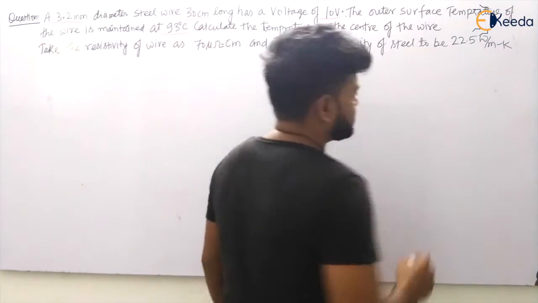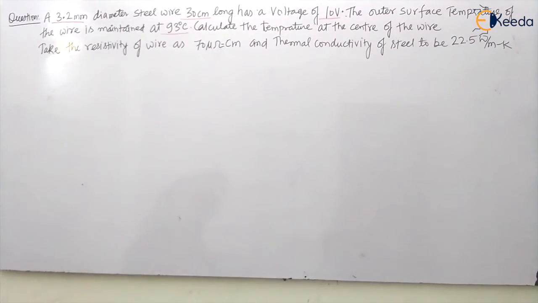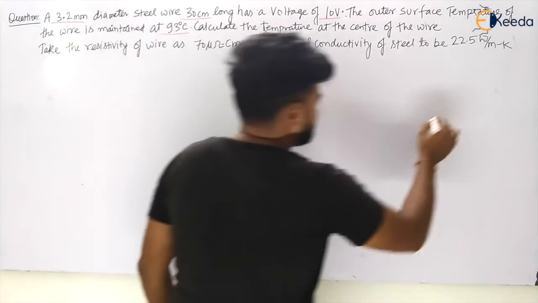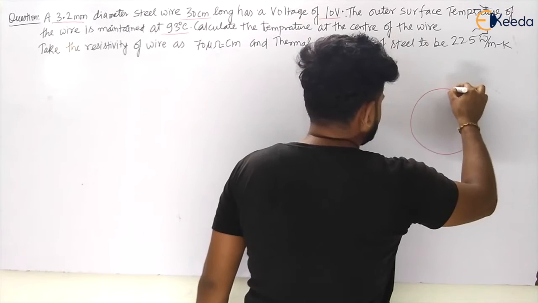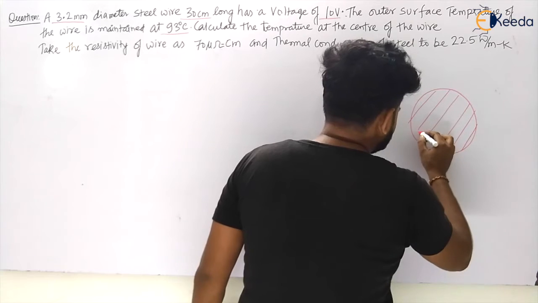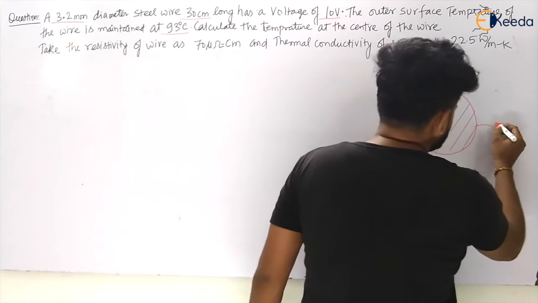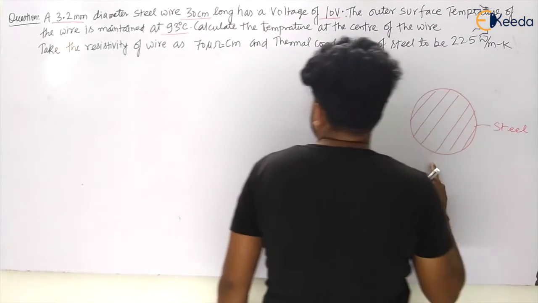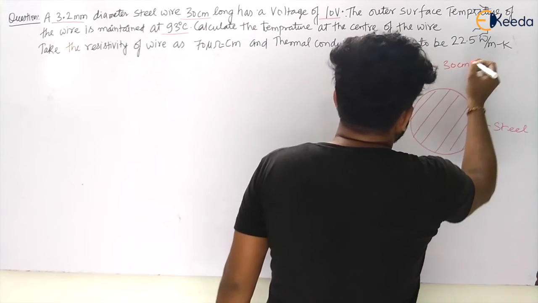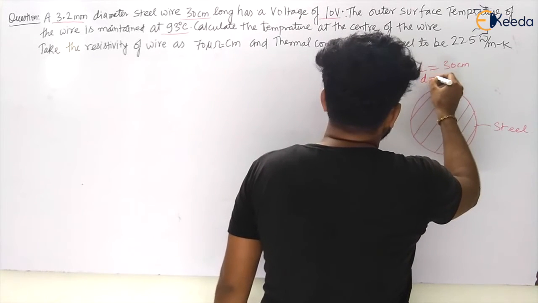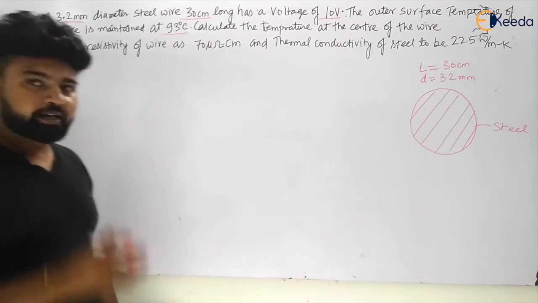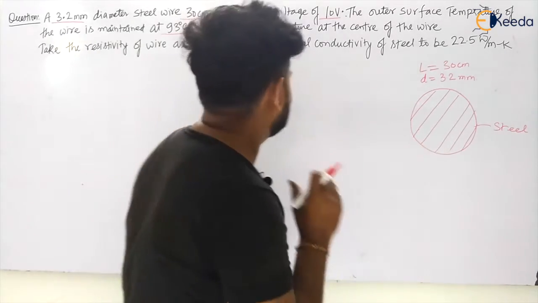So my dear students, now there is a wire, that is your bare wire, and that is made up of steel, and this is a wire having length equal to 30 centimeter. And what is the diameter of this wire? So diameter of wire is given to be 3.2 millimeter, my dear students, and it is having some voltage which is 10 volt.